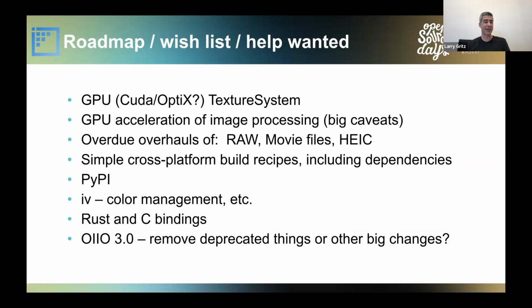Another thing that we know is going on: there has been an ASWF working group on Rust for quite a while now. They have made it clear that they want OpenImageIO to be one of the next big VFX libraries that they put good Rust bindings onto. That's been languishing for a while. It would be nice to collaborate with them to make that happen.